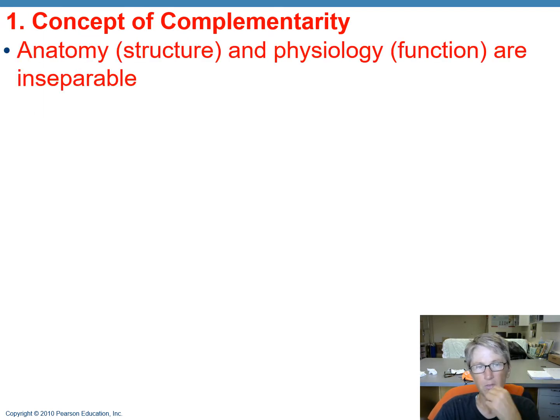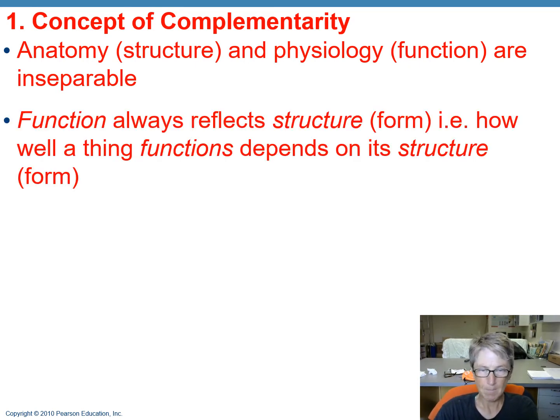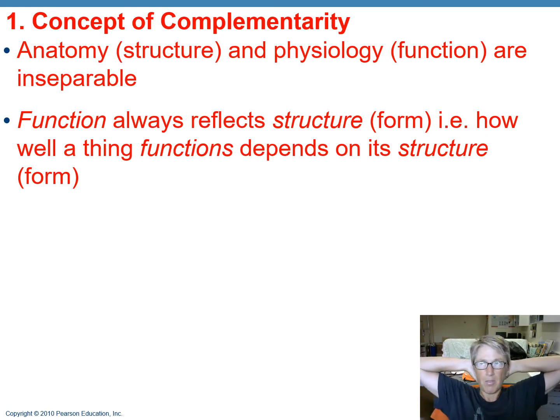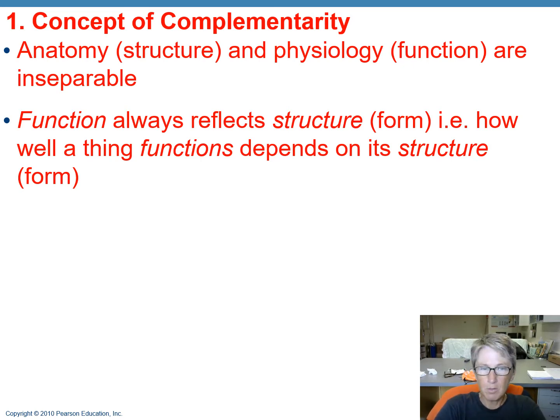So first of all, let's look at the concept of complementarity. Anatomy and physiology are inseparable. You really can't study structure without function. Function always reflects structure. So how well a thing functions depends on its structure. So think about things like your muscles. I know you don't know a lot about the molecular nature of your muscles, but how well a muscle functions depends on its structure, depends on how it's hooked up to the joint, for example.